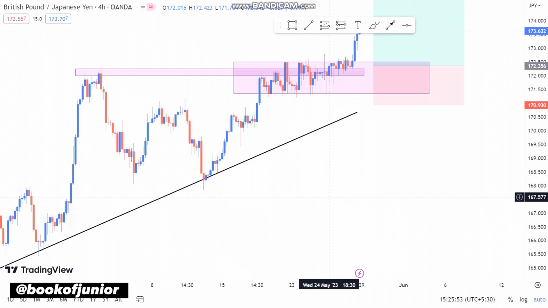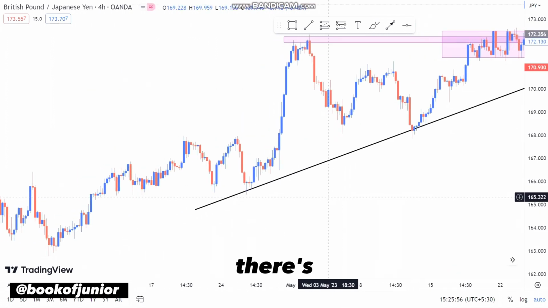You can see this is a JPY trade, guys. There's nothing hard about this.